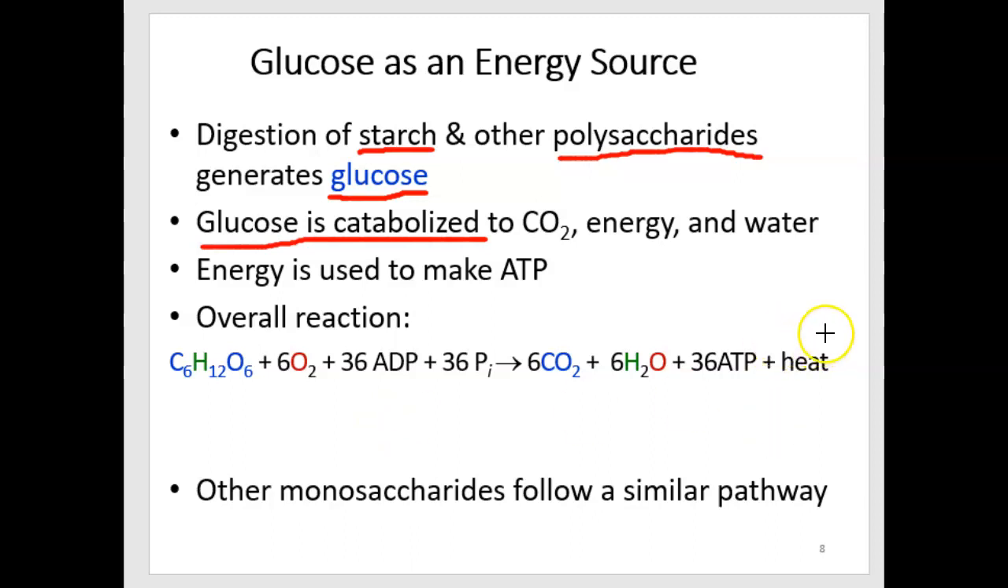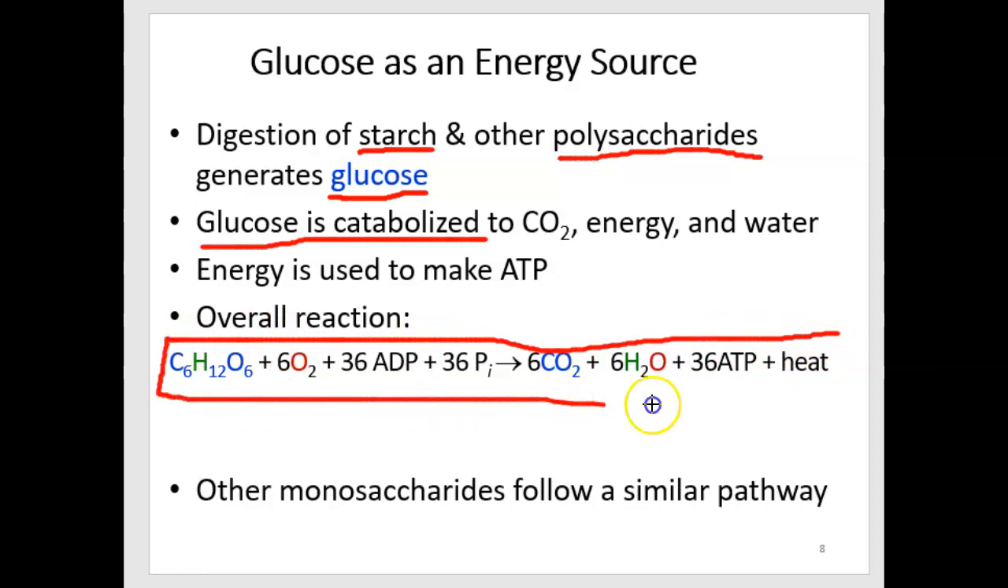This is the overall reaction for the molecules that we're going to trace. So this is glucose, the beginning, C6H12O6. This is how many oxygens would be required to break down one glucose in order to make ATP. And of course, to make ATP, we have to have some starting materials. So we have ADP as well as phosphate.